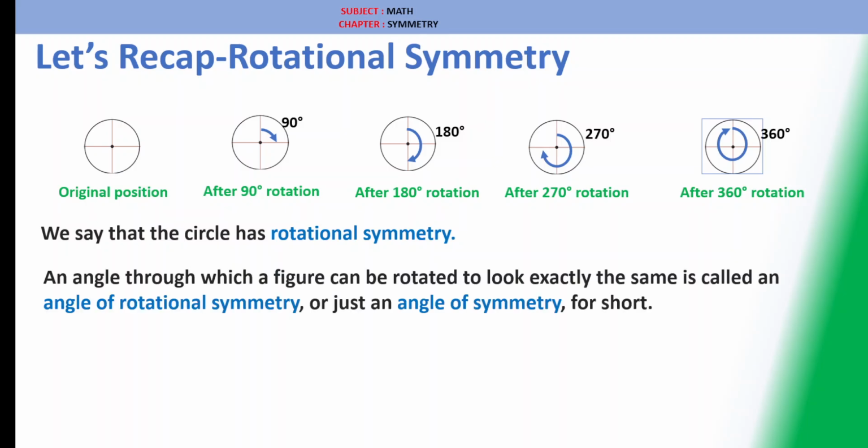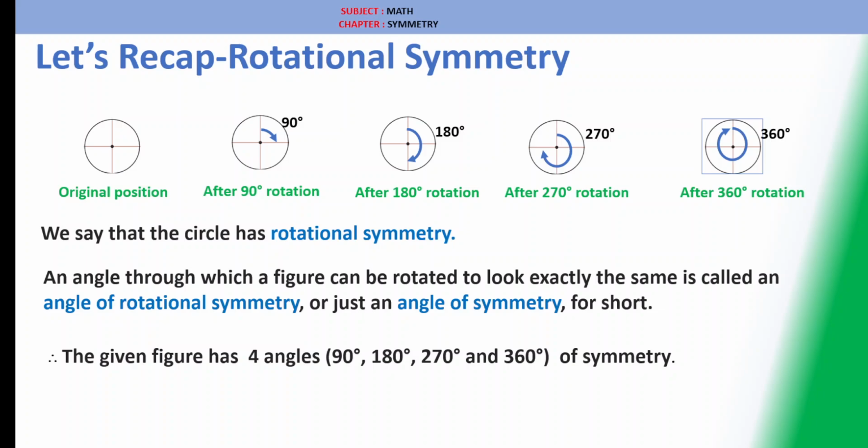The definition of rotational symmetry: the angle through which a figure can be rotated to look exactly the same is called an angle of rotational symmetry, or just an angle of symmetry for short. So here the given figure has 4 angles of symmetry.